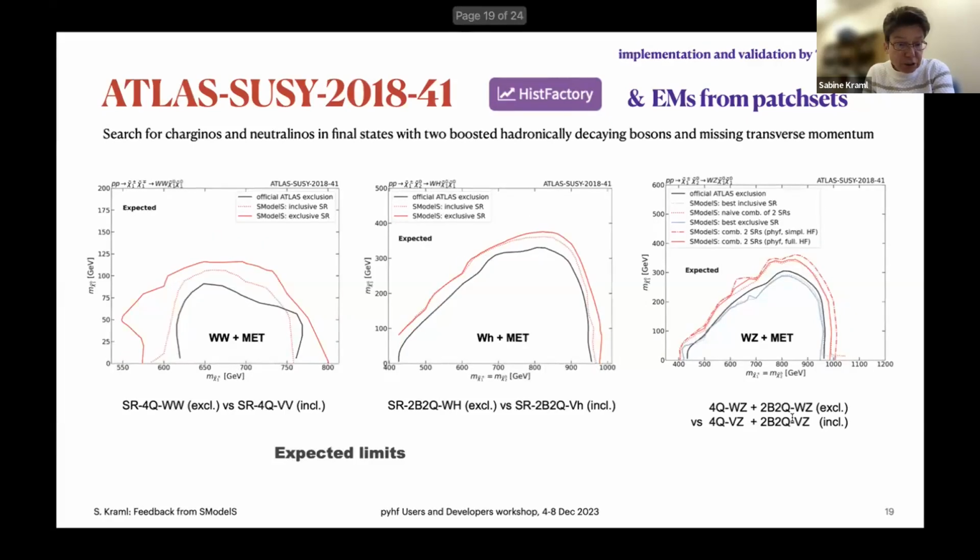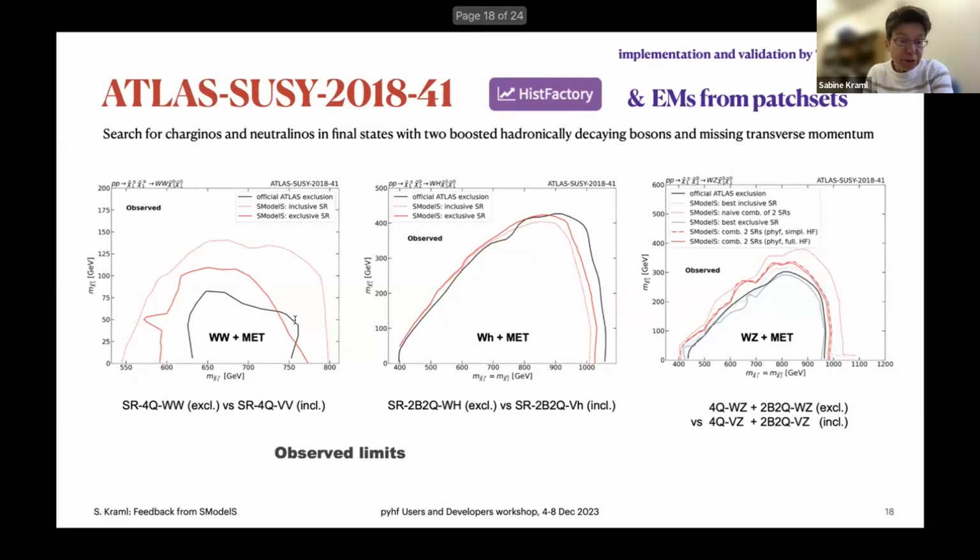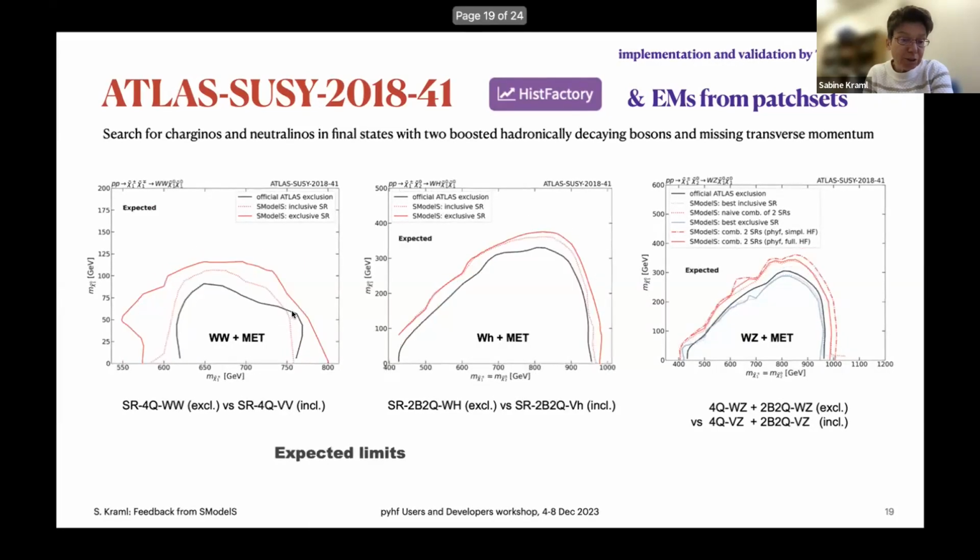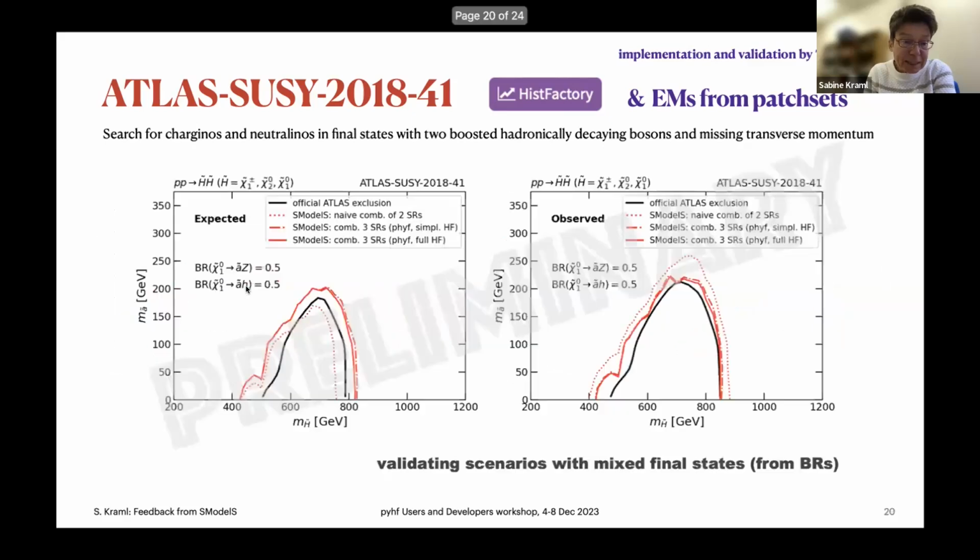Okay, this is in comparison the expected limit. It's basically the inverse behavior compared to the observed one. For the expected limit, the inclusive signal regions actually perform better. It's also a bit funny.